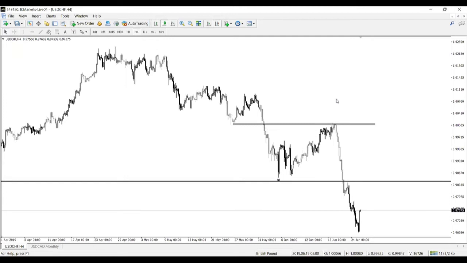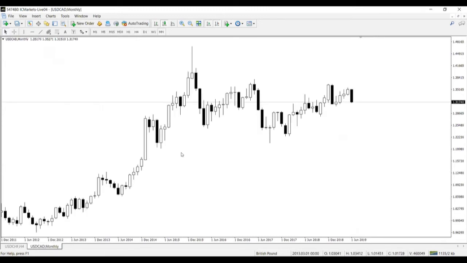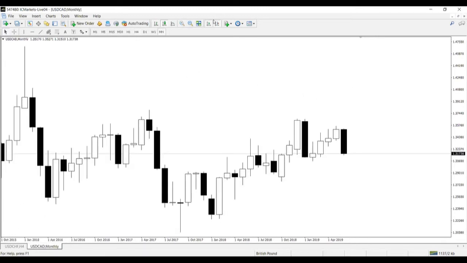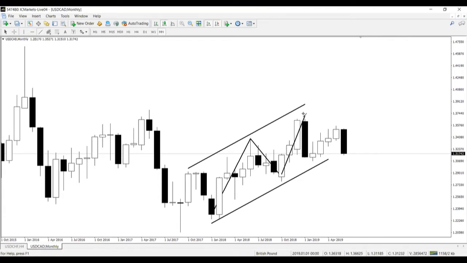However, now moving on to USDCAD. USDCAD had a similar flow of price, where price was relatively bullish for various months. I'll show you now. As you can see, price has been constantly creating higher highs and higher lows. Price created a higher high, a higher low, another higher high, and another higher low. But this time, price failed to create a higher high.